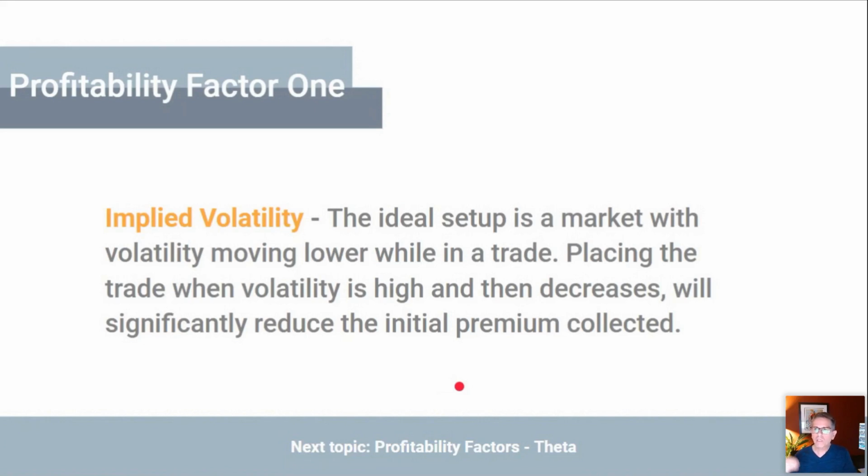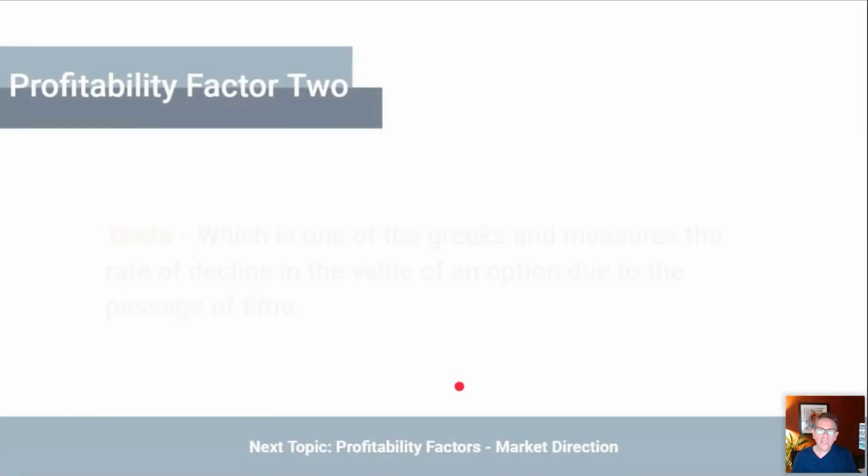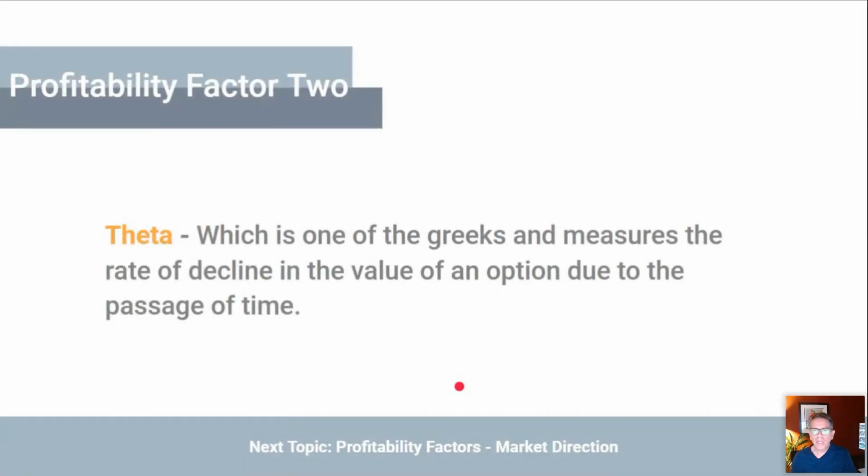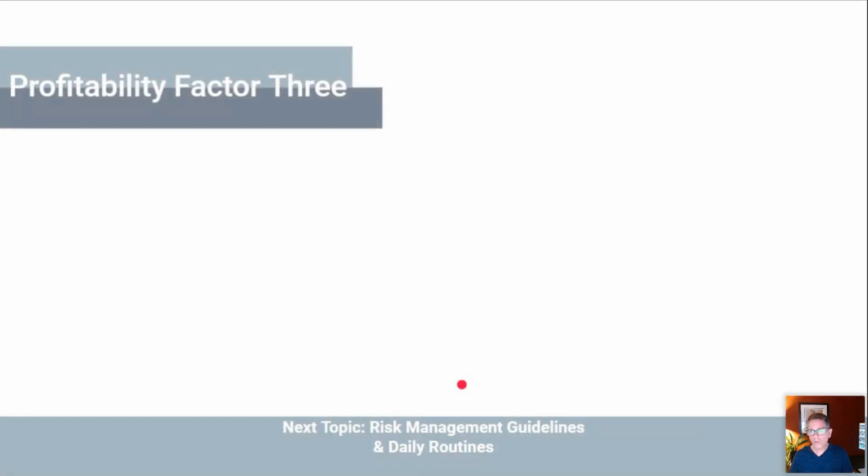And so you want to initiate the trade when the volatility is higher than when it's lower, okay? All right, number 2 is theta. Theta is actually the rate of decay. It's part of the Greeks in options, and it's the rate of decline in the value of the option due to the passage of time. Basically, that's what it is. That's your rate of decay, and it's called theta.